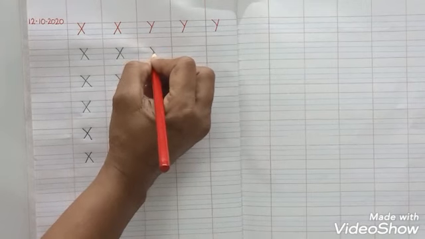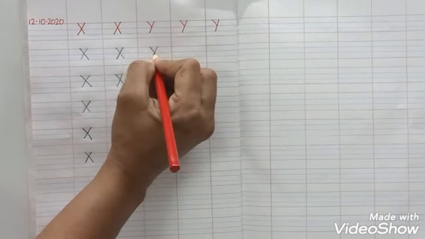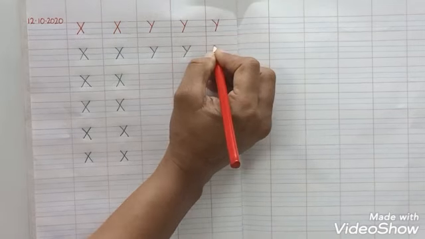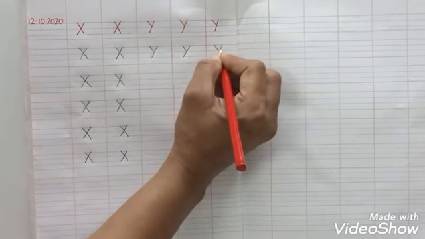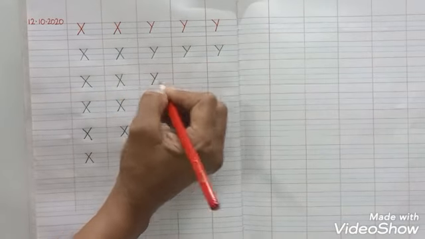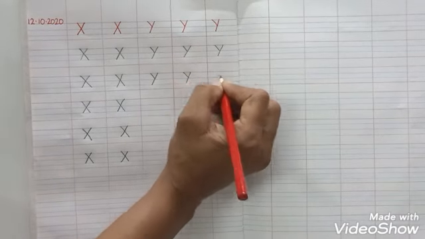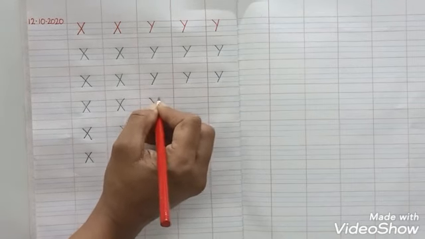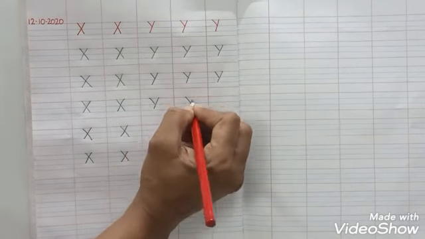Now I will teach you to write letter Y. See, a small slanting line and a big slanting line makes a letter Y. Small slanting line, big slanting line. Baby slanting line and mama slanting line. Like this, slowly, okay? You have to write Y like this.